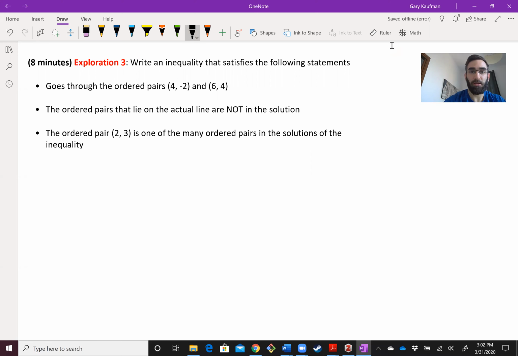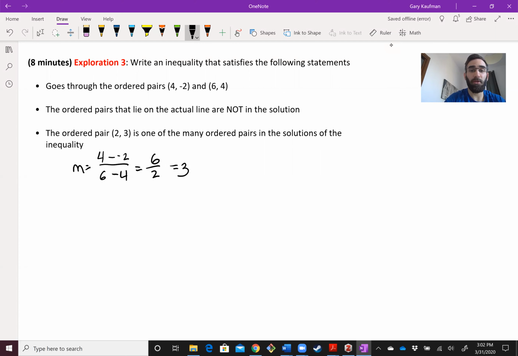Now, using my ordered pairs, because I have two ordered pairs, I have no slope. I need to get my slope. So I start by getting my slope. Now, there's many different ways of doing this. You don't have to do it exactly the same way. 4 minus -2 all over 6 minus 4. That becomes 6 over 2. My slope is 3.